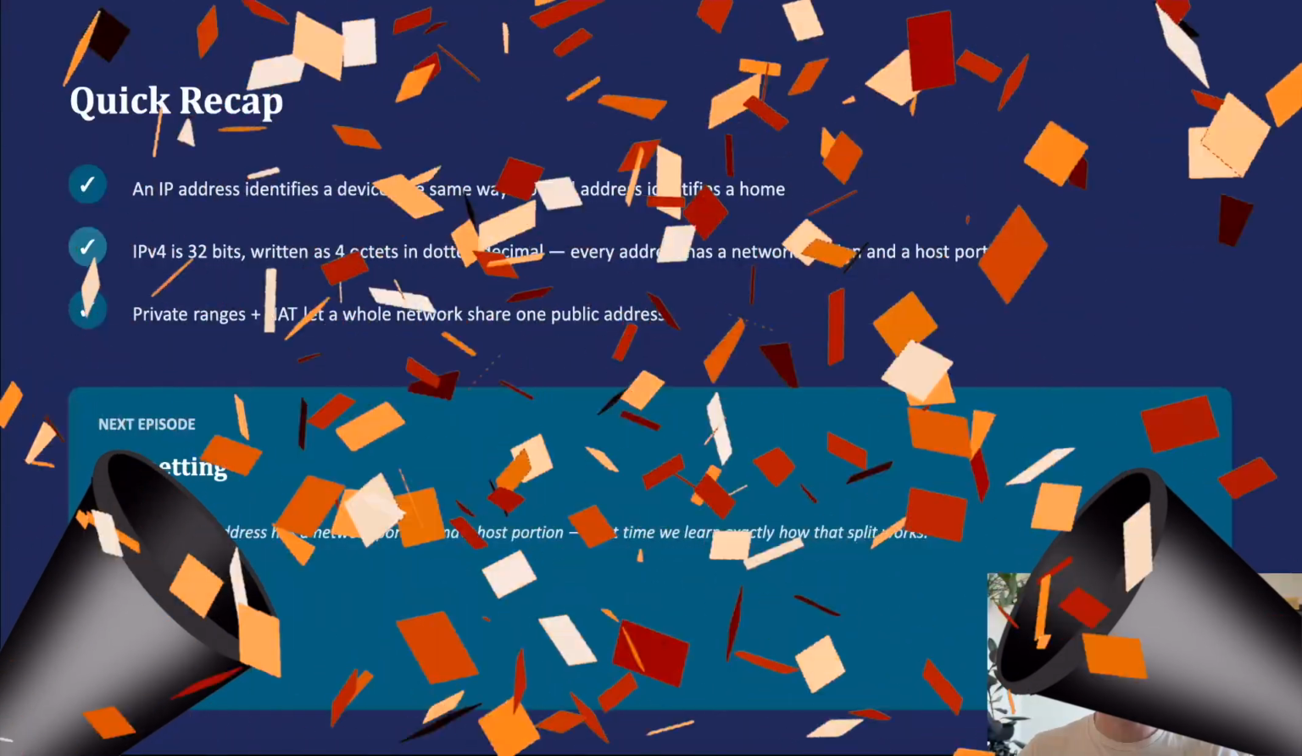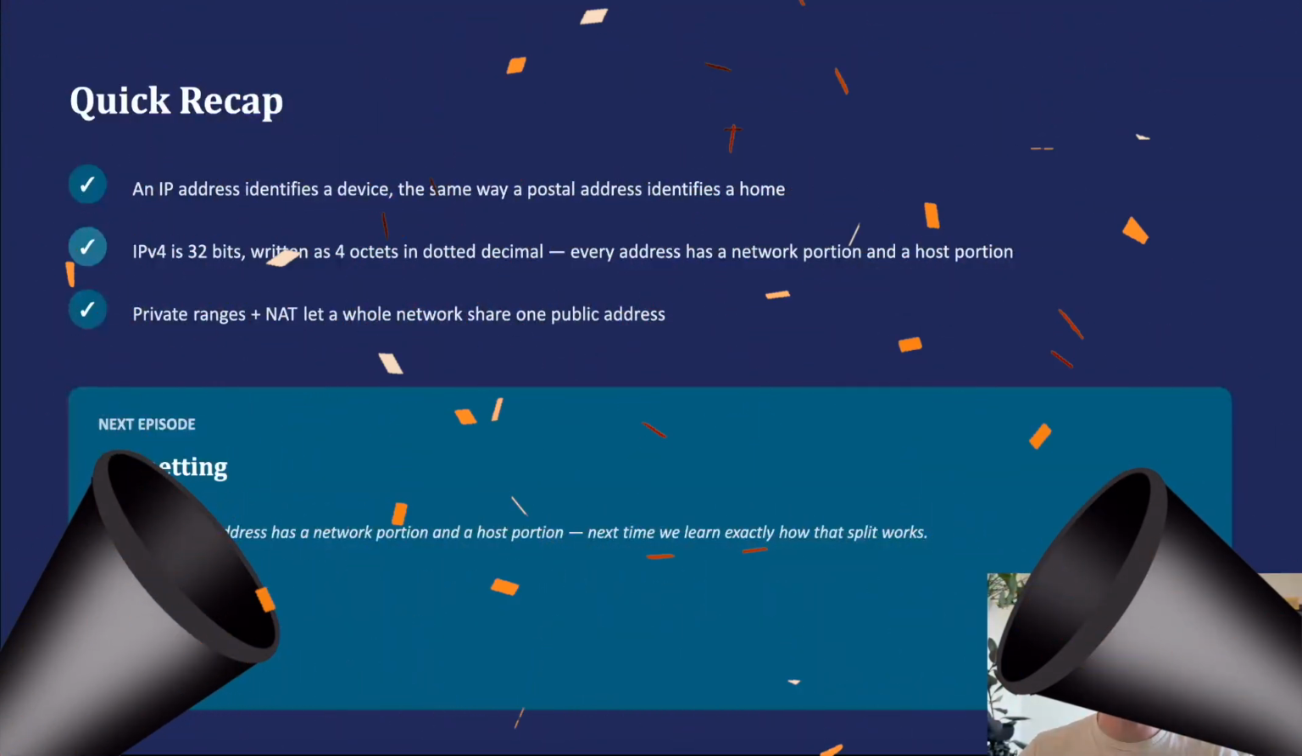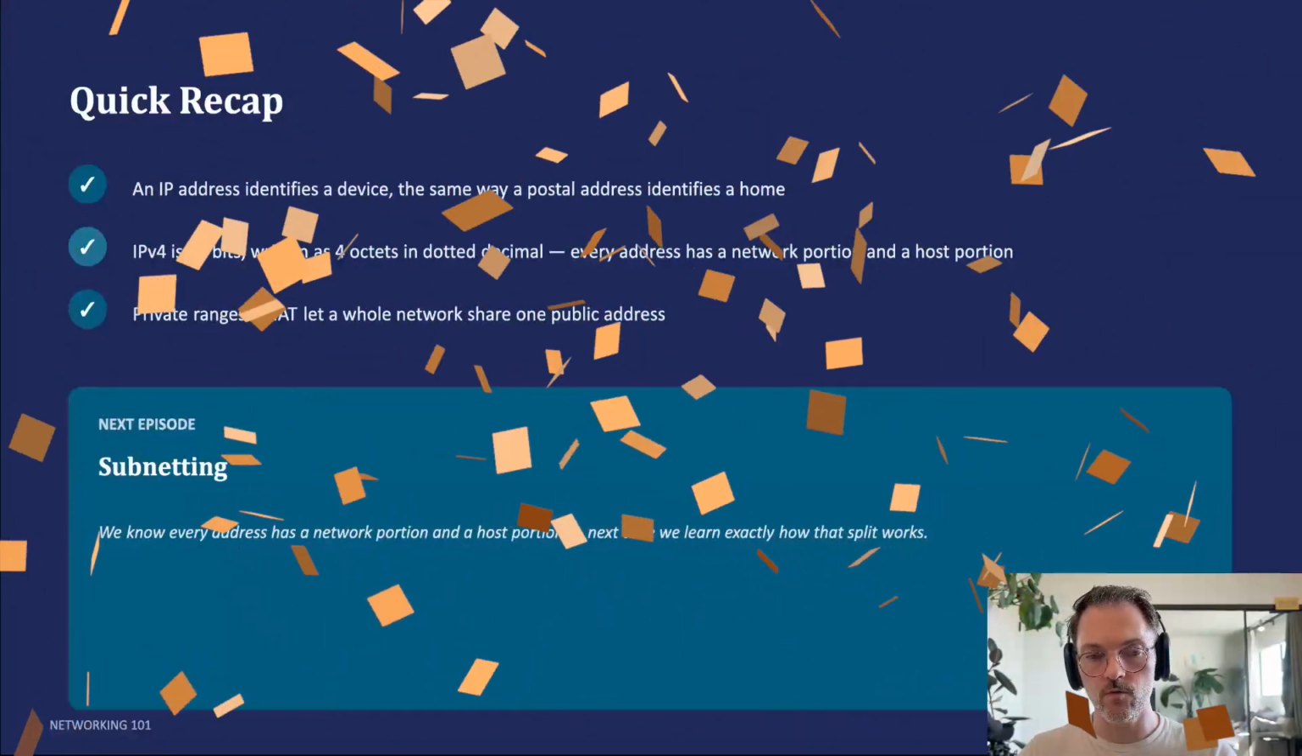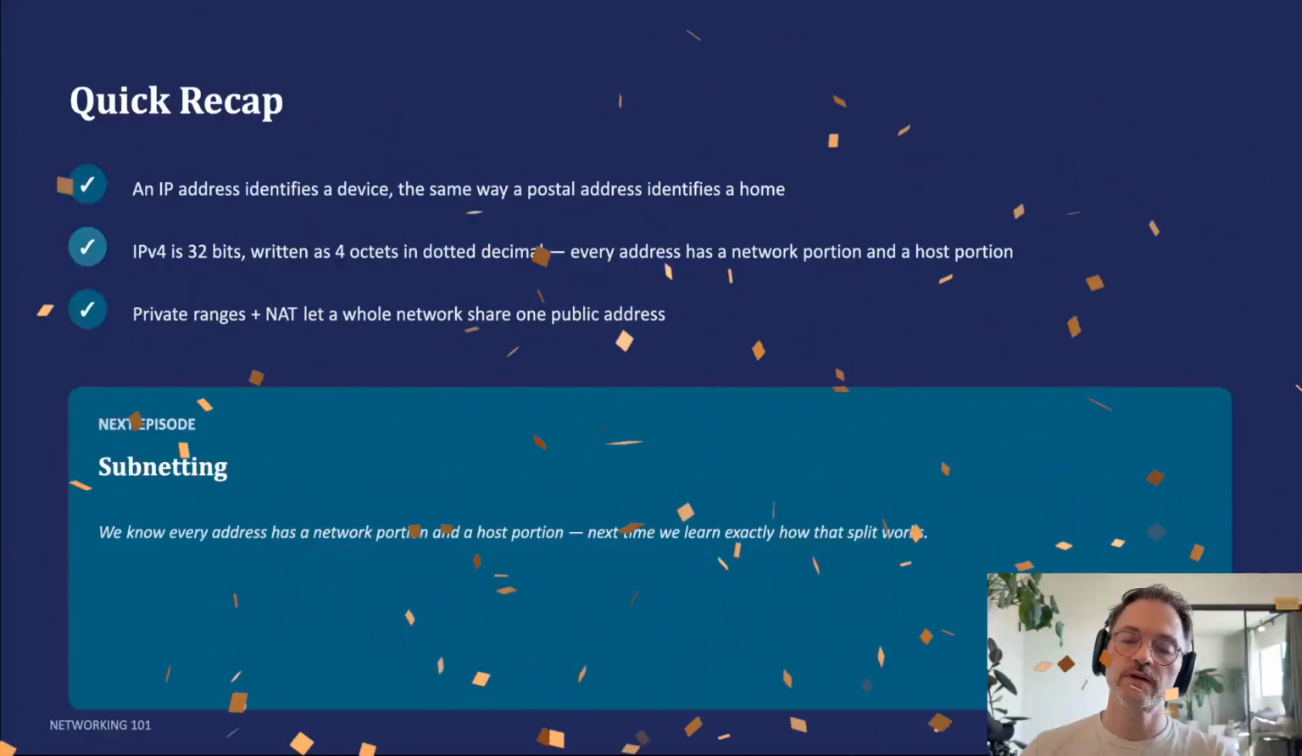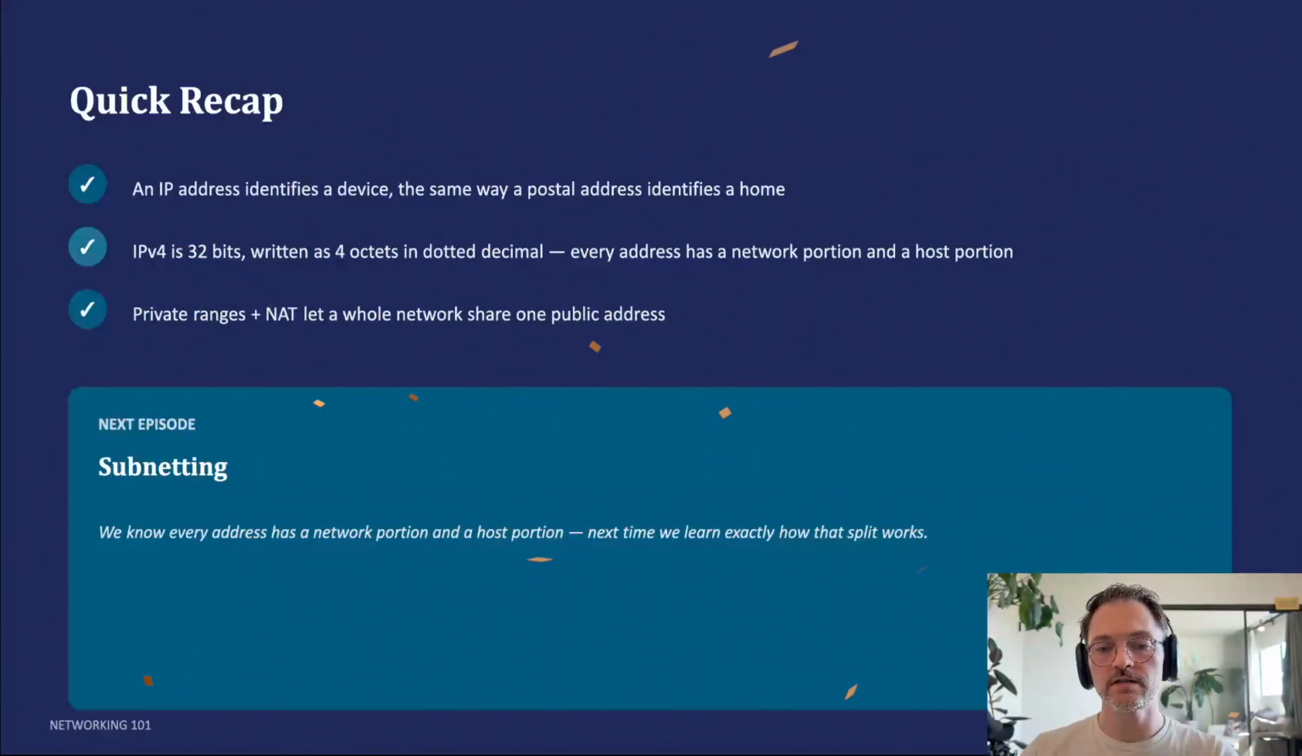So a quick recap: an IP address identifies a device the same way a postal address identifies a home. IPv4 is 32 bits, written as 4 octets in dotted decimal. Every address has a network portion and a host portion. Private ranges and NAT let a whole network share one public address. In the next episode, we'll be going over subnetting. We know every address has a network portion and a host portion. Next time, we learn exactly how that split works.